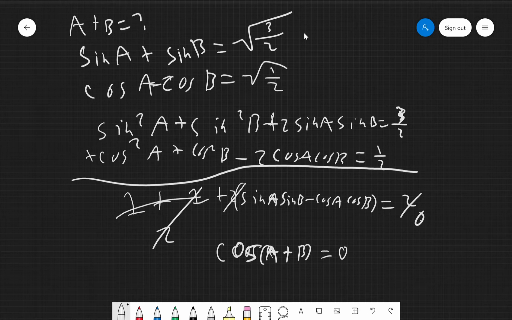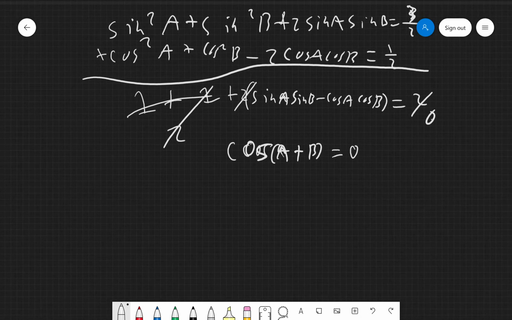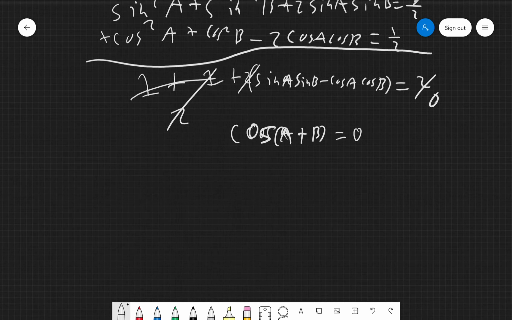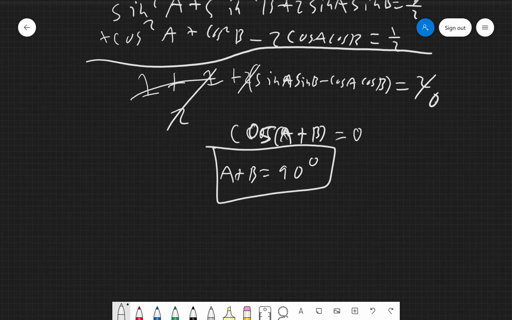You can also notice that if you add cosine A cosine B to both sides, you get sine A sine B equals cosine A cosine B. That's really spicy, but it's not spicy enough to solve the equation, so we've got to spice it up a notch. We know that A plus B is 90 degrees because they're acute angles. Cool, and that's what you were asked: what's A plus B? So we did it. Nice job, guys.